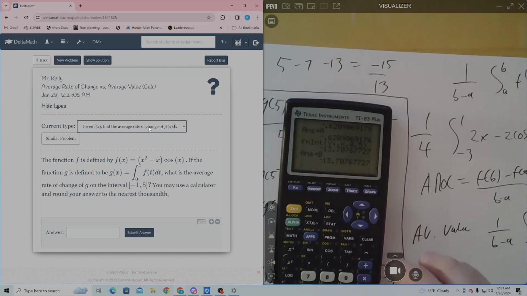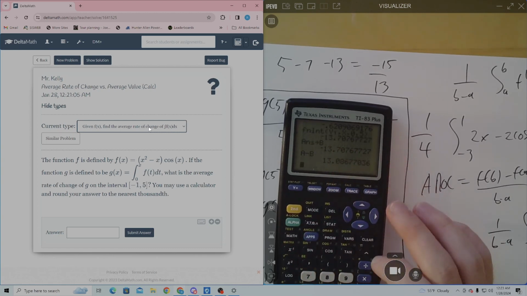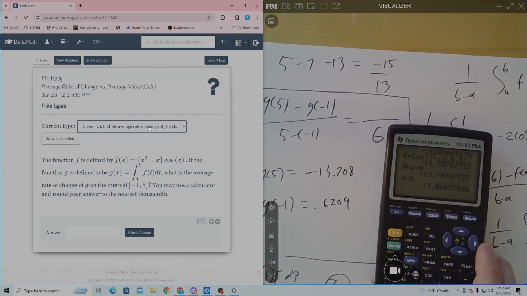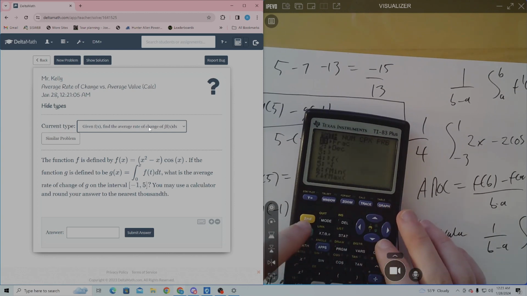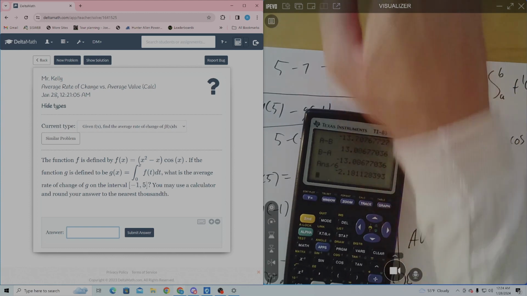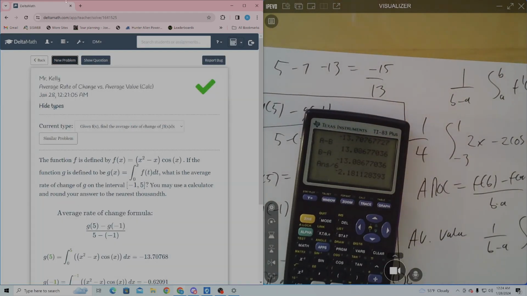So I'm just going to do here alpha A minus alpha B equals, wait, did I do that right? No, other way around, sorry. It's alpha B minus alpha A, is -13.087. So let's see, don't forget, divide by 6. -2.181. Done.